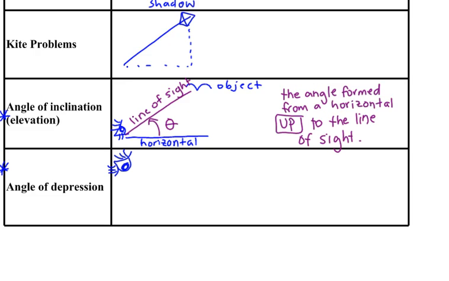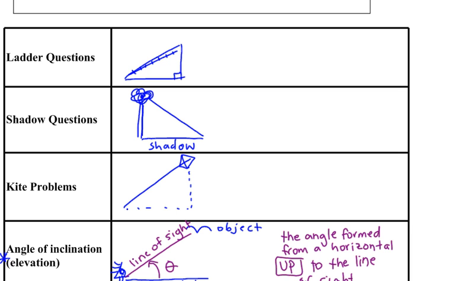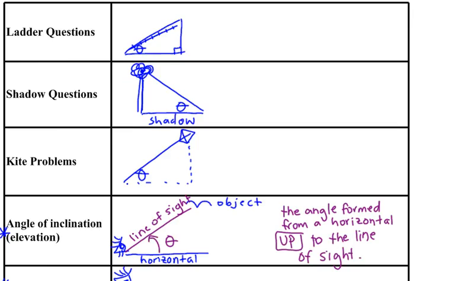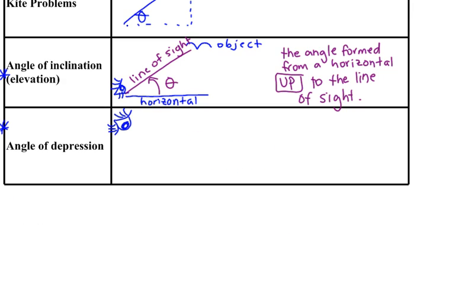Yeah, so in a kite problem, this would be the angle of elevation right here. This would be an angle of elevation. I'm just saying in a kite problem, that's how you draw the picture. I'm not giving it to you, I'm giving you a definition. So it could be a kite, it could be a bird you're looking up to, it could be a lot of things.